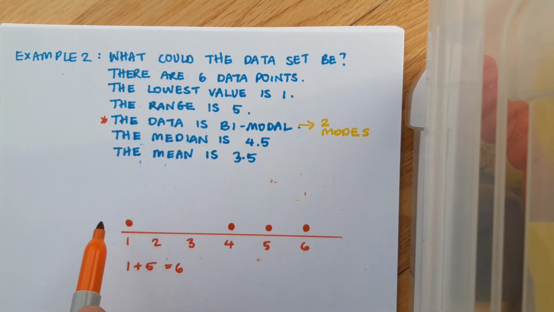So I'll either have 2 1s or 2 4s or 2 5s or 2 6s. I'm not entirely certain yet. I'm going to use my last piece of information to figure this out. The last piece of information is that the mean is 3.5.